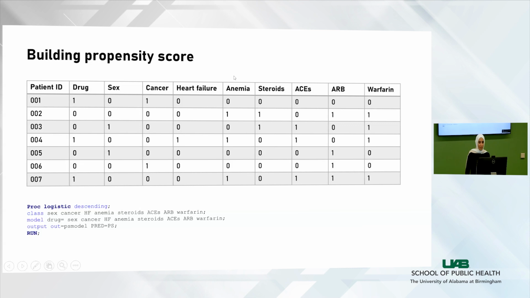So the way to build a propensity score in claims data or in any other data, if you recall when I showed what claims data looks like, we had multiple rows per each patient.